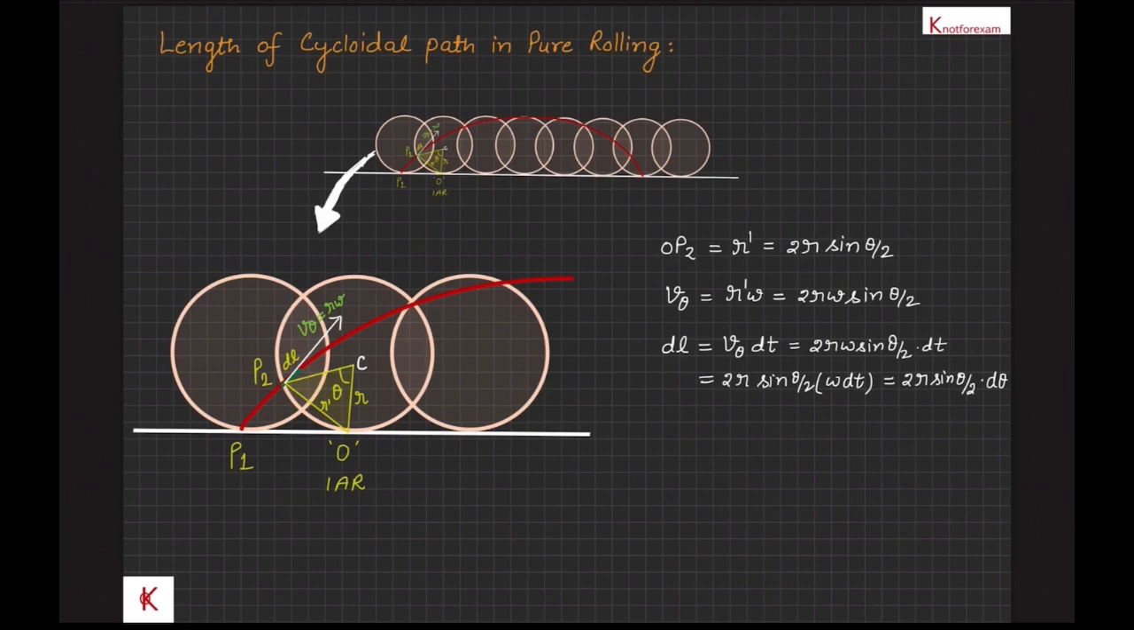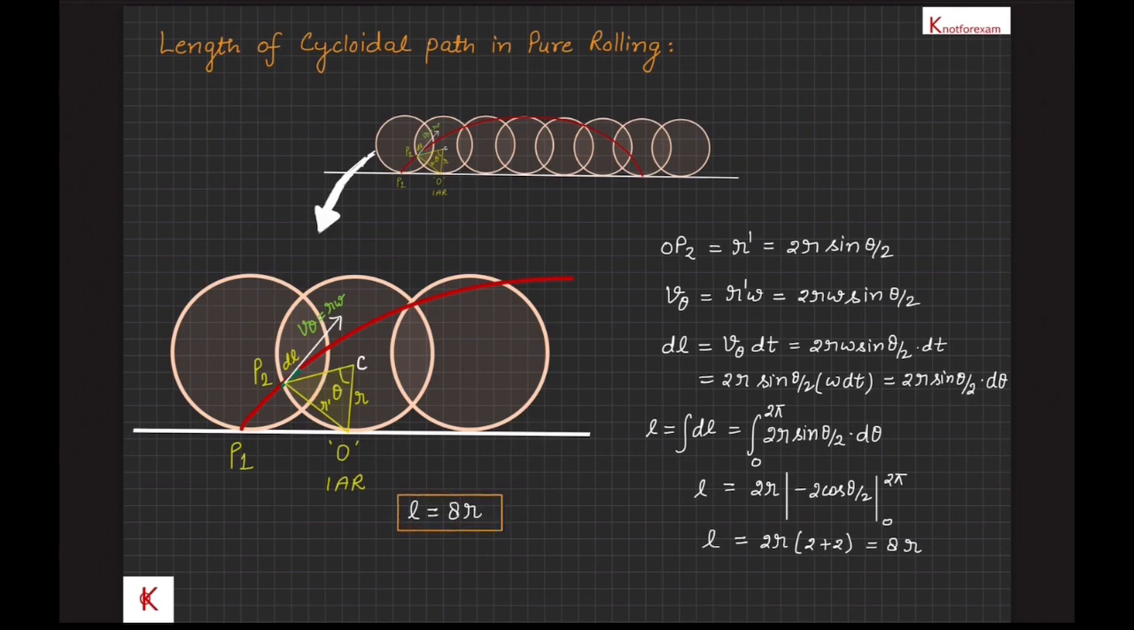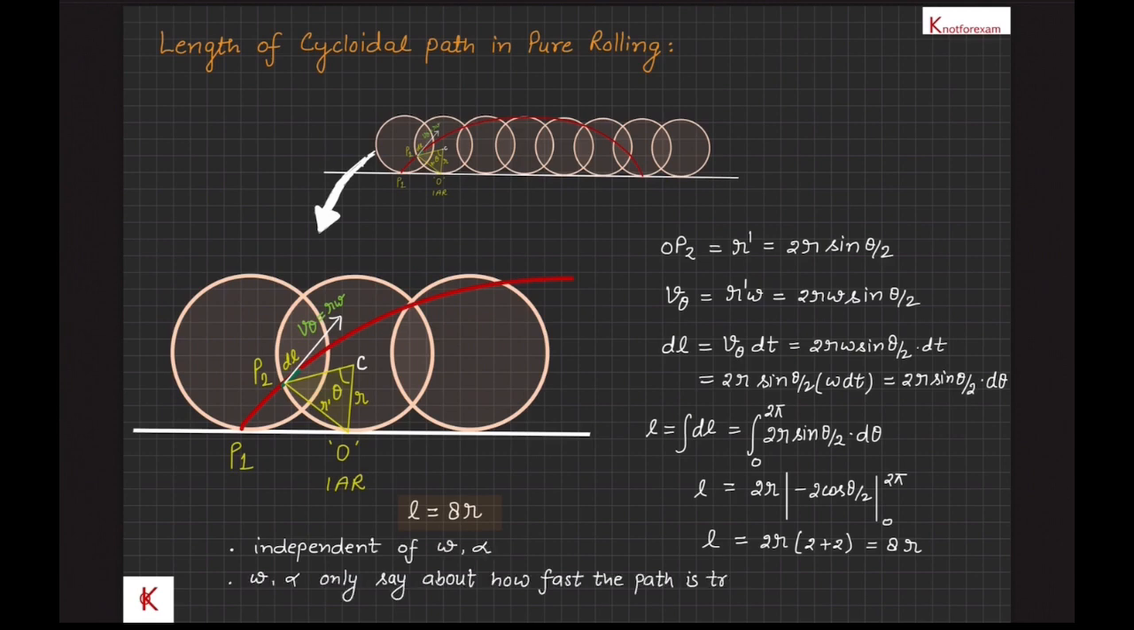By integrating dl, we will get total path length L, that will be equal to integration of dl, that will be 0 to 2 pi, 2r sin theta by 2 into d theta, that comes out to be 8r. Therefore, length of cycloidal path in one complete rotation is 8r, and you can understand that omega and alpha only say about how fast the path is stretched.